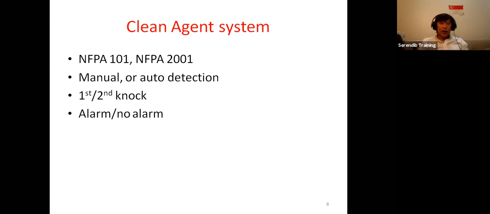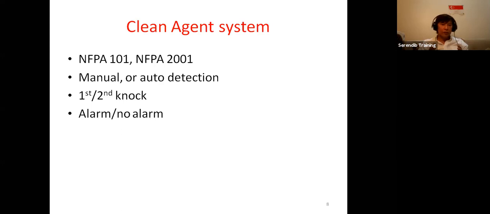Now, let's come to clean agent system. This clean agent system is also a system that is surprisingly misunderstood by many. I'm sure you all would agree that a clean agent system is a system that is activated by automatic detection only, which means the protected room must have smoke detectors.